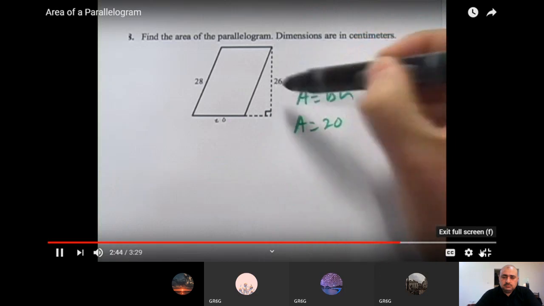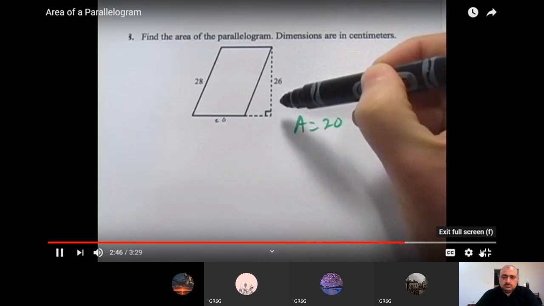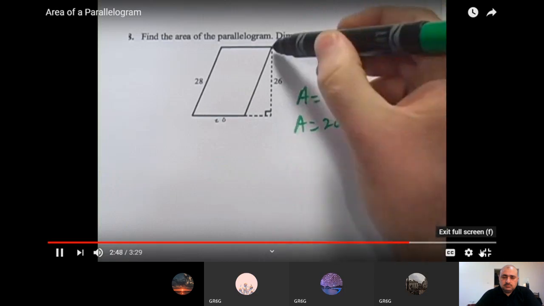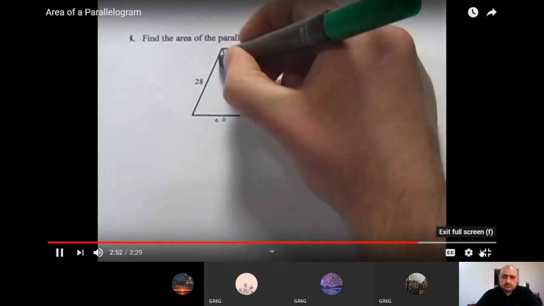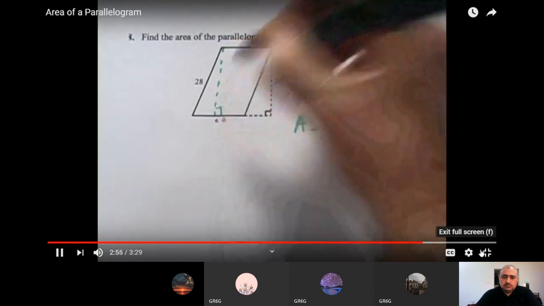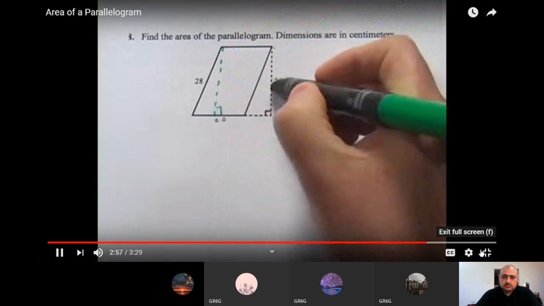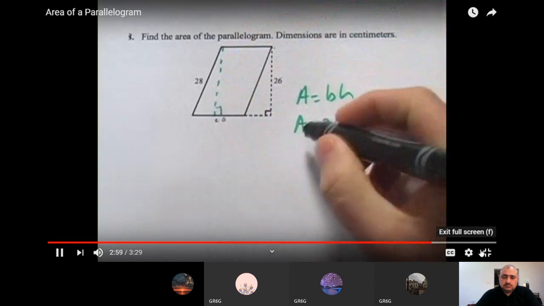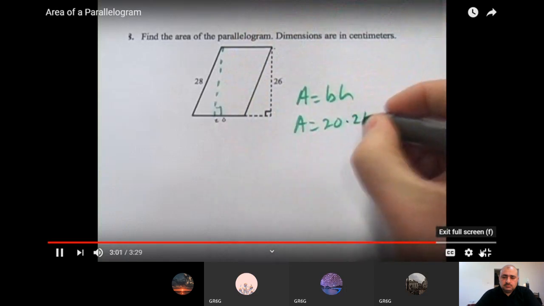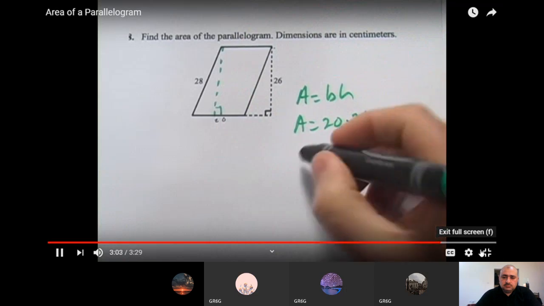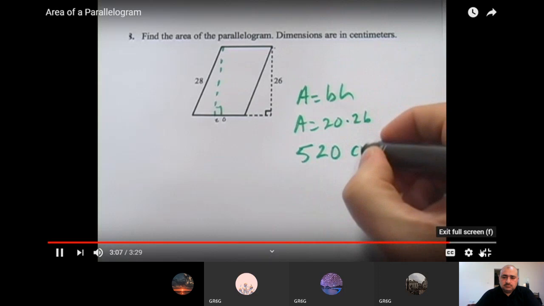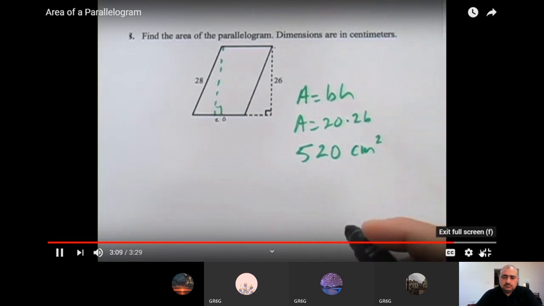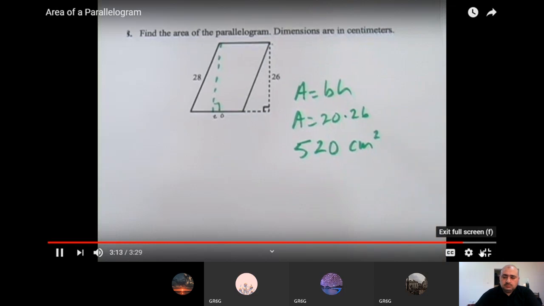This dashed line right here with the 26 on it is a height of this parallelogram, and if you want to convince yourself of that, you could move this thing over and it would fit exactly in there. So those two lines are really the same. So this is going to be the base, which is 20, times the height, which is 26. And I think you get 520 when you calculate that, and this is centimeters, so centimeters squared. So that's how to find the area of a parallelogram.